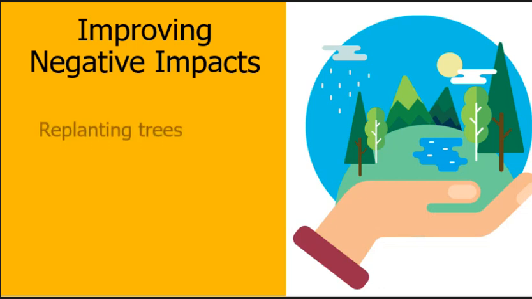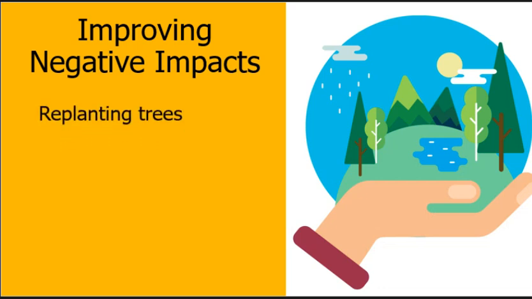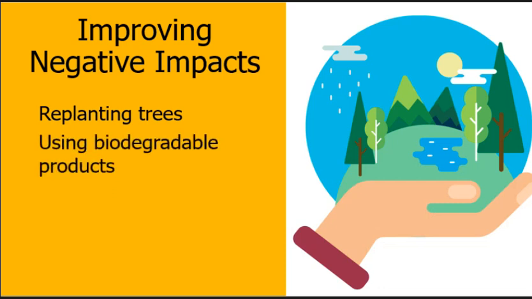Improving negative impacts. Here we go. Replanting trees. People who use wood for a living will do that for their own interests. Remember, selfishness is not bad if it's going to end up benefiting the environment. Using biodegradable products, right? Things that will compost more easily. Have you seen those paper plates and even forks and things made out of cornstarch and stuff? They'll dissolve over time.